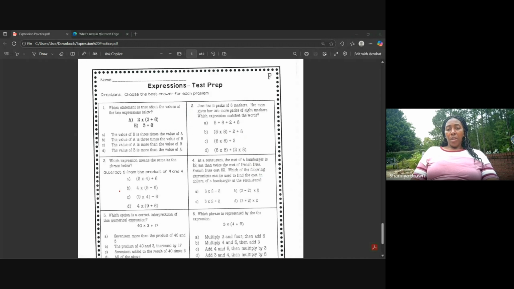So I can see which expressions have 5 times 8. All 3 of these do: B, C, and D. A doesn't, so I know A will not be my answer. So I can go ahead and eliminate that one, right through that one.